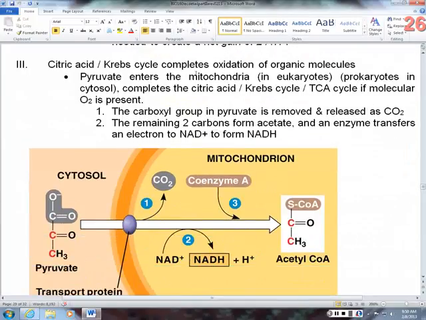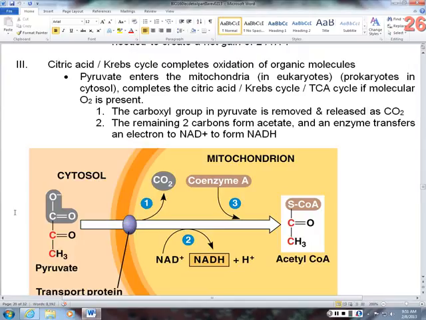So we've got this pyruvate here, and all we've gotten is 2 ATP out of the cycle at that point. 2 ATP is really not very much. 2 ATP doesn't allow you to do a whole lot. So we need to continue breaking it down, and that's where we will use the citric acid cycle or the Krebs cycle here.